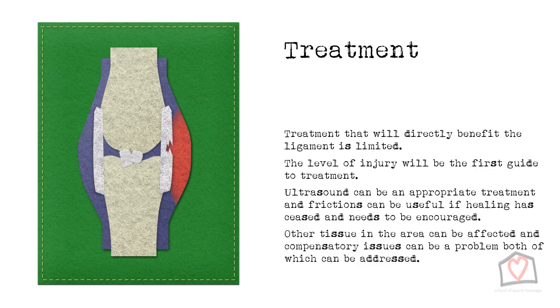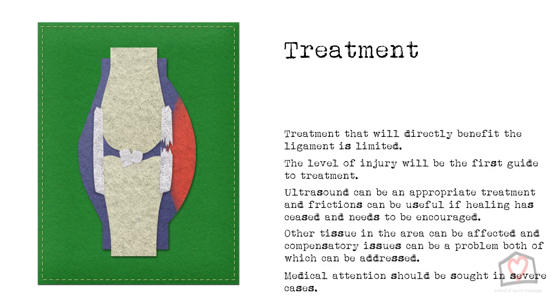Often when we damage a ligament, other tissues in the area can be affected, for example muscle spasms, and these can be treated. Compensatory issues can be a problem, and these can also be addressed. In severe cases of ligament injury, medical attention should be sought first.